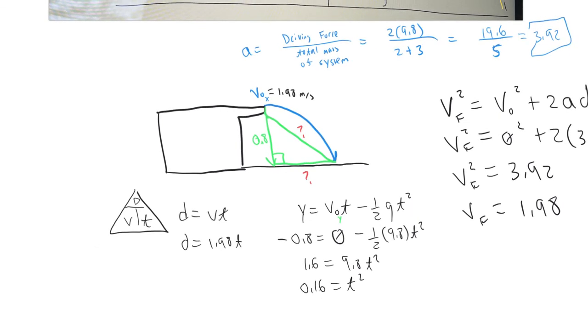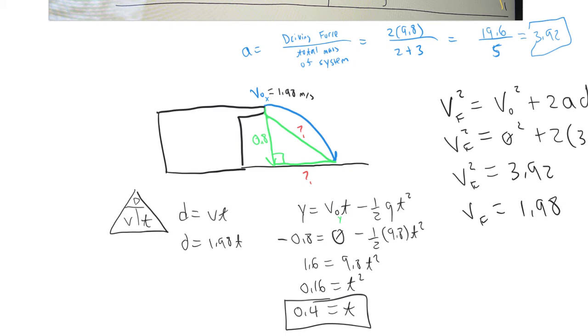So then to take the square root of both sides would be 0.4. Okay, so that's 0.4 seconds. So I think we're good to go then, because that's how long it took to go from here and hit the ground. So therefore we could just plug that into this to find out how long it was traveling past the edge in that horizontal direction.